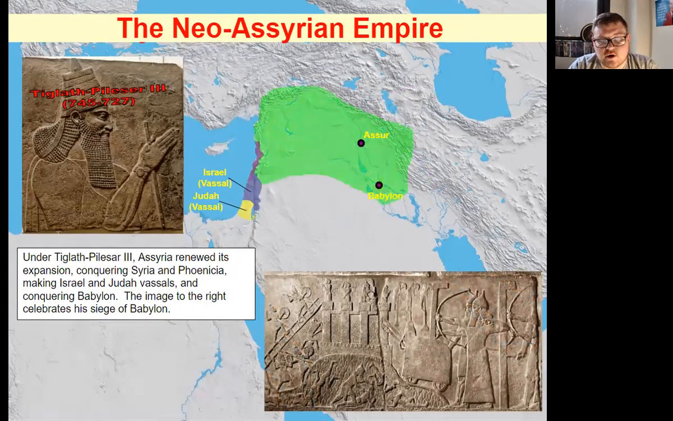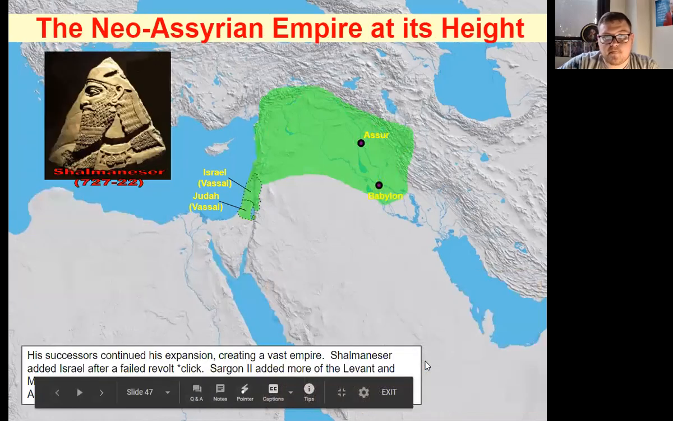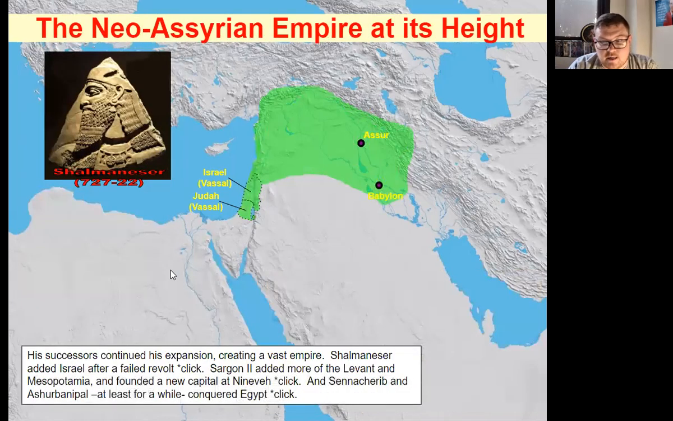Under Tiglath-Pileser III, Assyria renewed its expansion, conquering Syria and Phoenicia, making Israel and Judah vassals, and conquering Babylon. The image to the right celebrates the siege of Babylon. This is over here. His successors continued his expansion, creating a vast empire. Shalmaneser added Israel after a failed revolt. So they revolt.